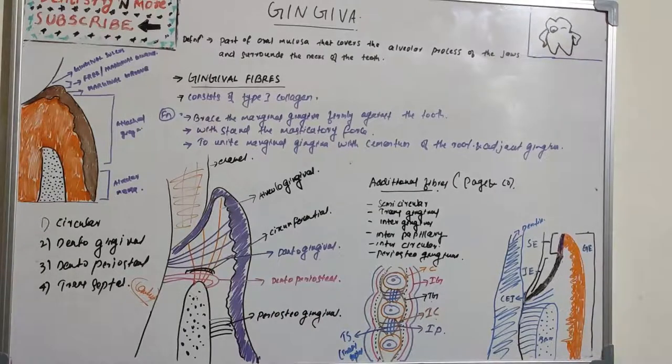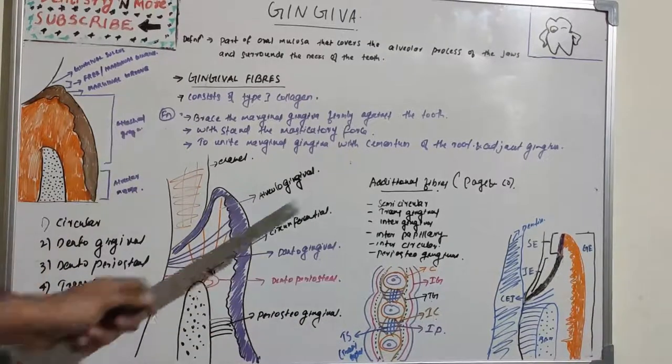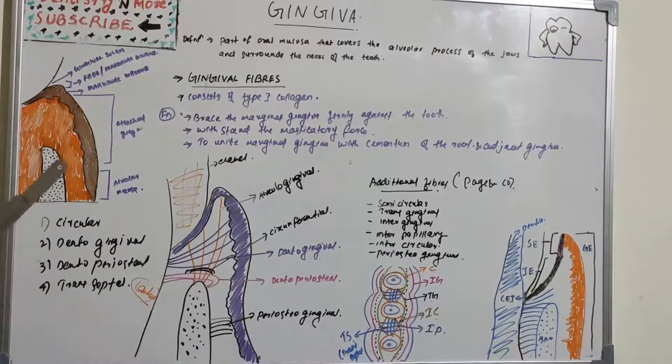So when a question is asked about gingival fibers, we need to draw both pictures. This is the principal fibers: circular, dentogingival, dentoperiosteal, transeptal. And these are the additional fibers: semicircular, transgingival, intergingival, interpapillary, intercircular, and periosteogingival.